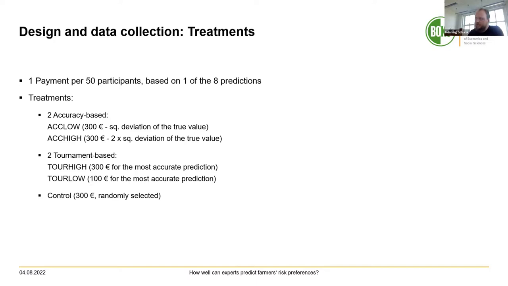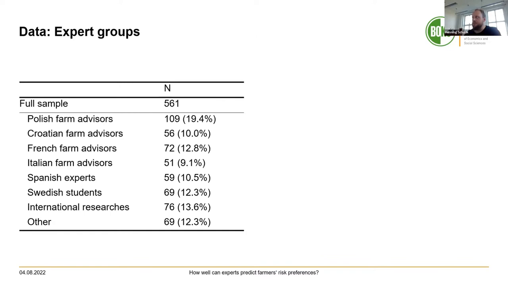So the true value here means the value found in the study by Rommel et al. One treatment had a low penalty and one had a higher penalty, where it was 2 times the squared deviation, and the other was the single squared deviation. One of the participants in the group was chosen for this accuracy-based payment. In the tournament-based treatments, the individual with the most accurate prediction received either 300 or 100 euros, depending on the treatment, and in the control, just one person was randomly selected and received 300 euros. So that was our financial incentive treatments.